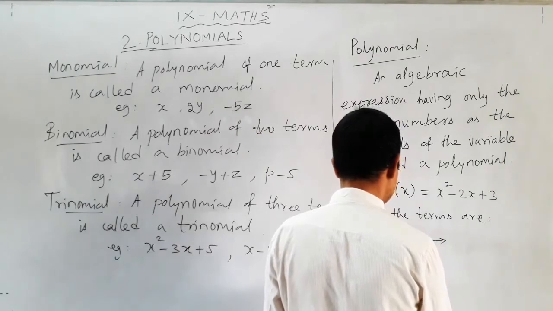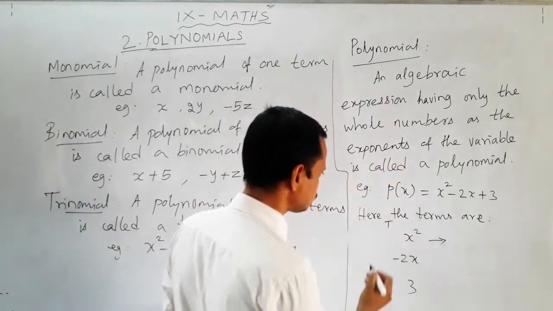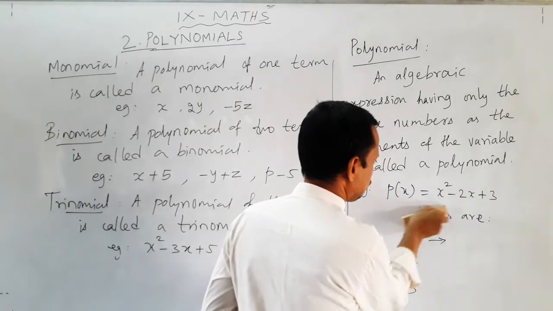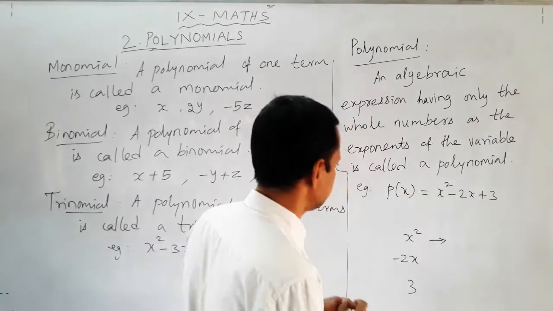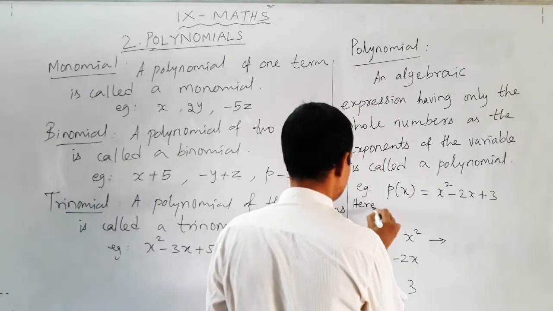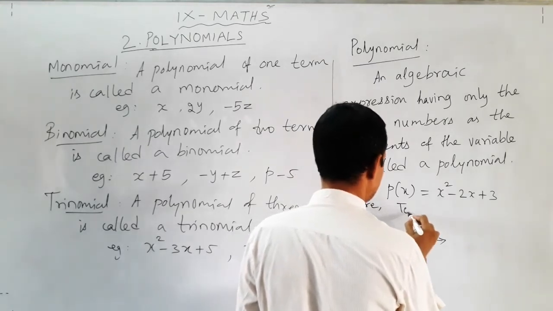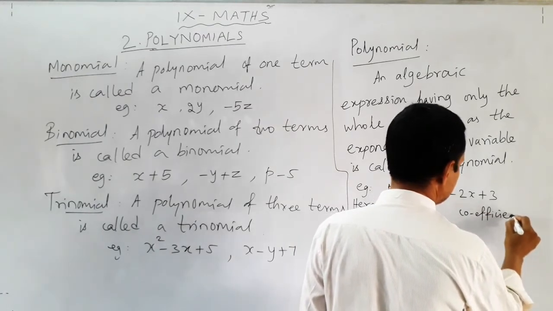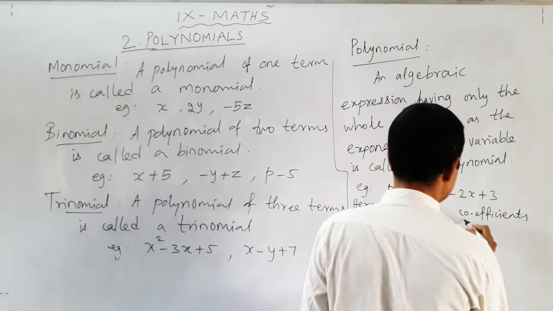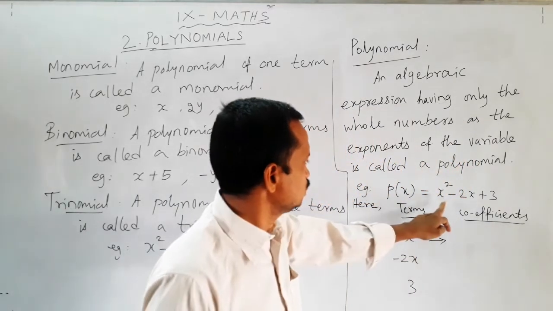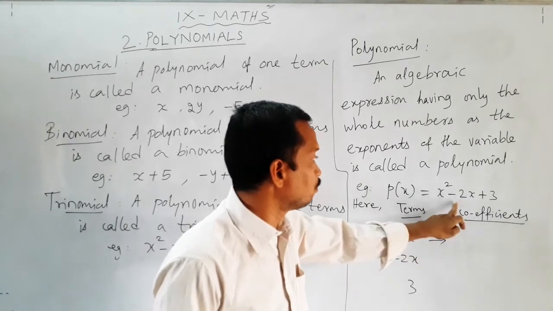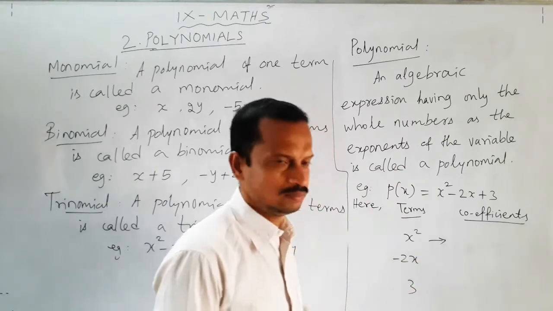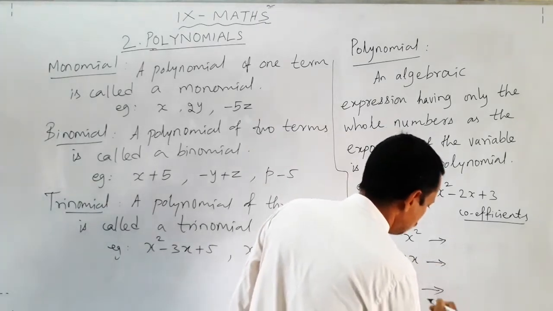This is terms. You take this as terms, and here coefficients. You know that spelling, coefficients. Terms, coefficients. So what are the terms here in this polynomial? x square is one term, minus 2x. If minus is there, you have to take it along with the minus. So minus 2x and then 3. Okay. So you have to write the coefficients of all the 3 terms.